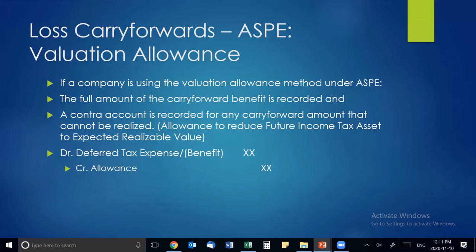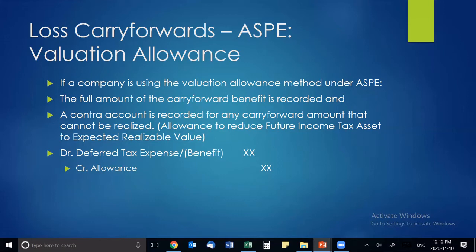So ASPE uses what's called a valuation allowance method. This is just for ASPE, and ASPE has a choice whether to record the journal entries the way that I just showed you, or to use the valuation allowance method. So under ASPE, the valuation allowance method says that the full amount of the carry forward benefit is recorded, and any amount that cannot be realized is recorded through a contra account called allowance to reduce future income tax asset to expected realizable value. Very long account. We can just call it allowance just to make it easier.